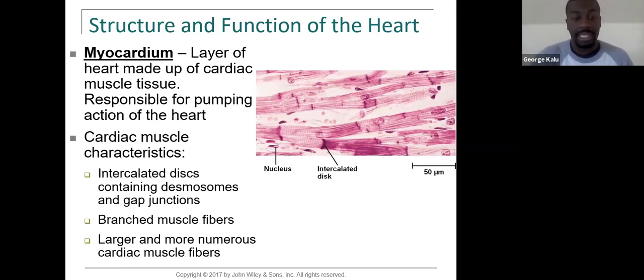The next thing that's important about cardiac muscle is that it is very branched, as opposed to skeletal muscle, which is more straight. Cardiac muscle is more branched, and so the fibers join with one another. And the cardiac muscle fibers are a lot larger and more numerous than any of the skeletal muscles are.